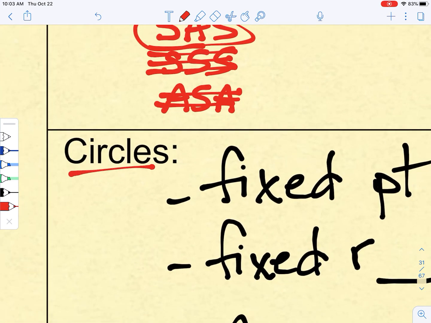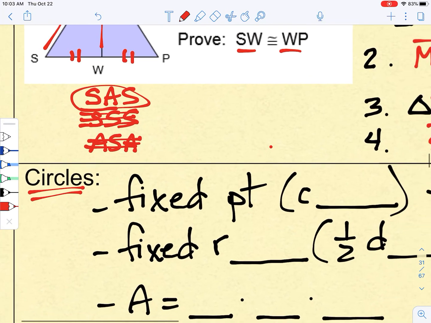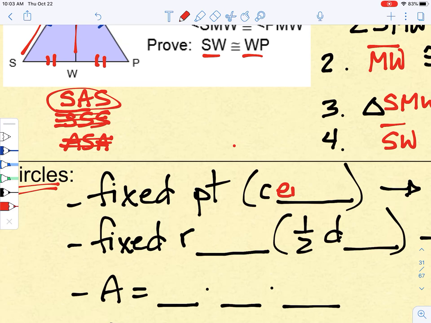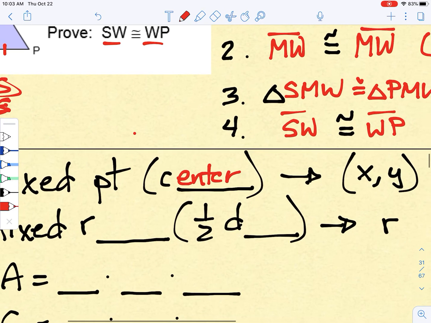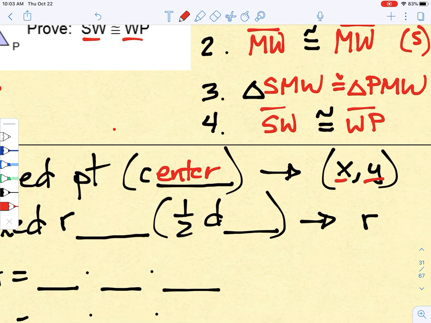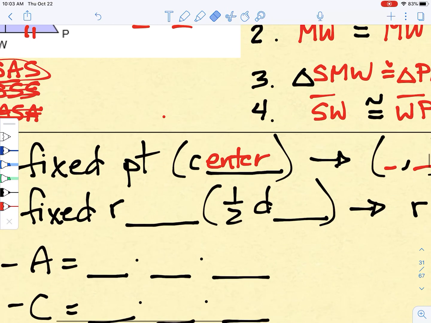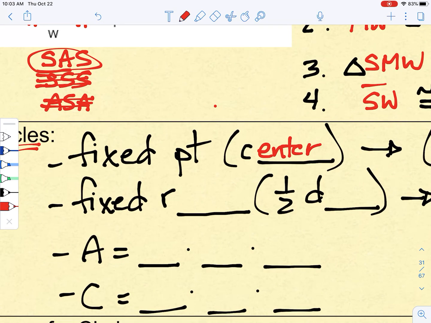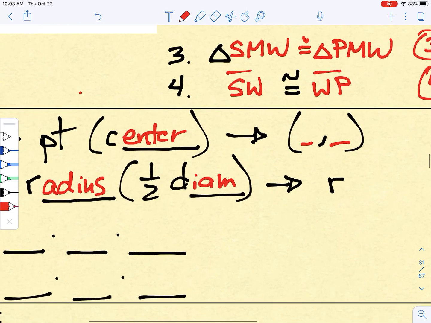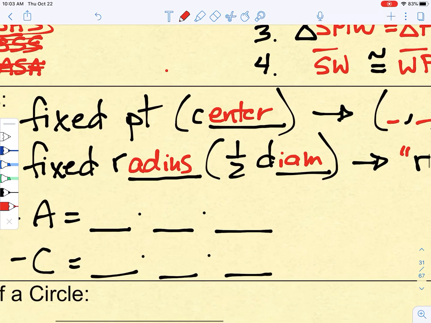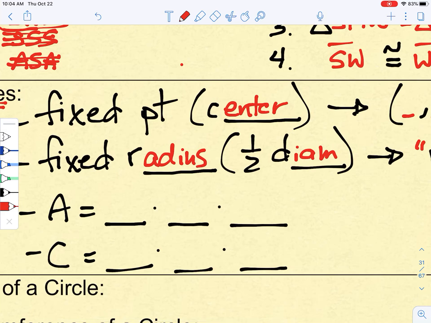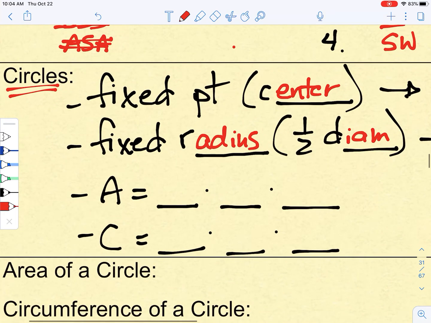Now, for the things which are not triangles, we call them circles. They have a fixed point. That fixed point is the center, and it's typically labeled with 2 coordinates, which are the x and the y coordinates, so to speak. Yeah? Then we have a fixed radius, which is half the diameter. And we usually use the letter r to denote that number, the radius.